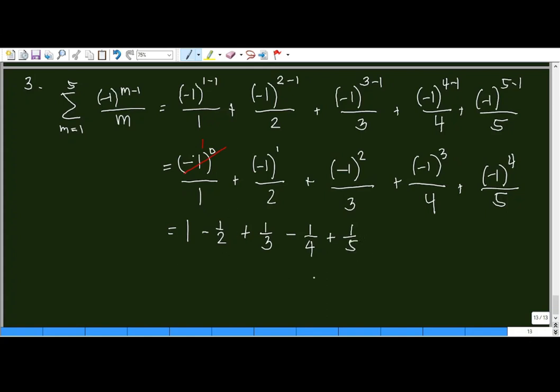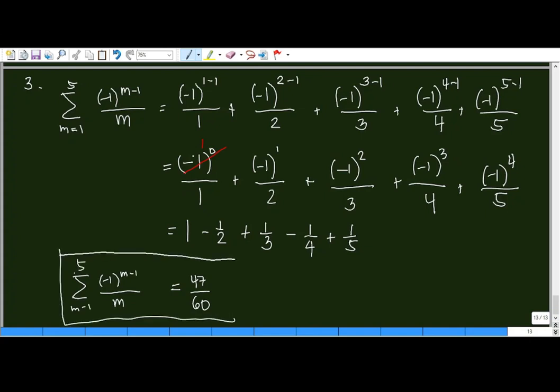Inputting this in your calculator, ilan to? If you try to input this in your calculator, my answer here is 47 over 60. So, the sum of negative 1 raised to m minus 1 over m from 1 to 5 is equal to 47 over 60.